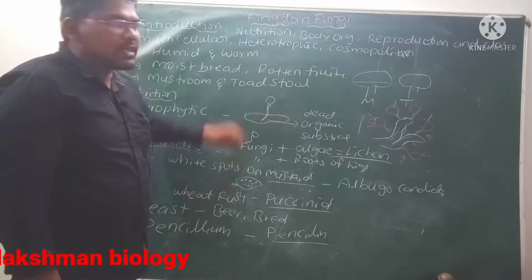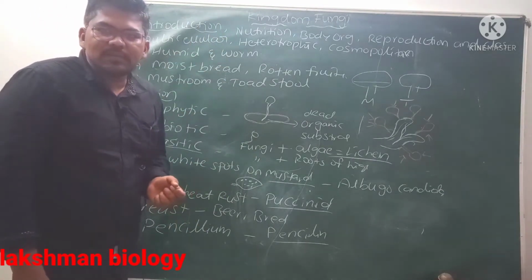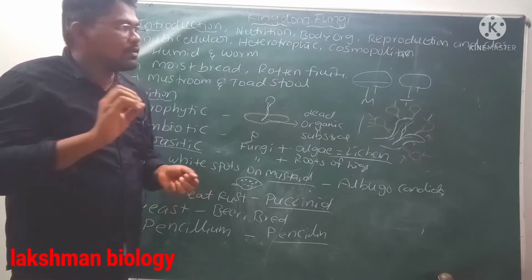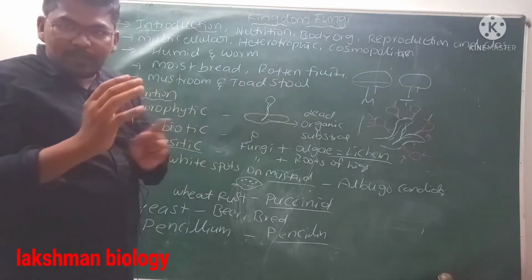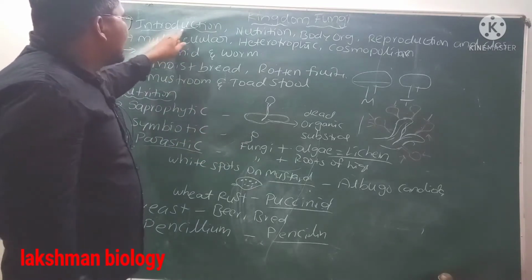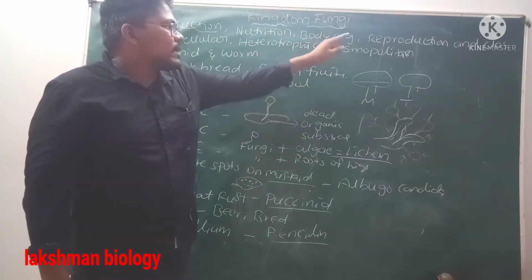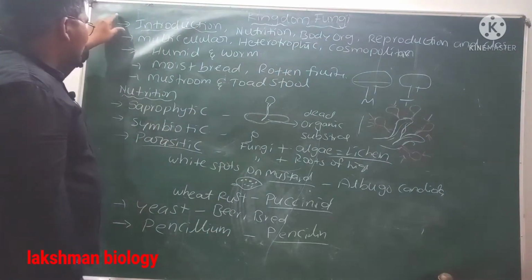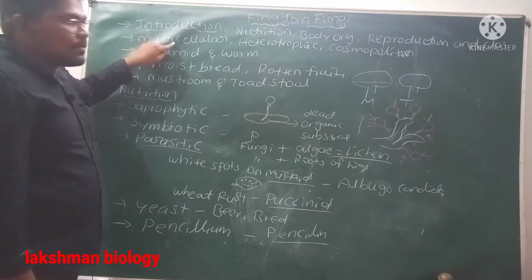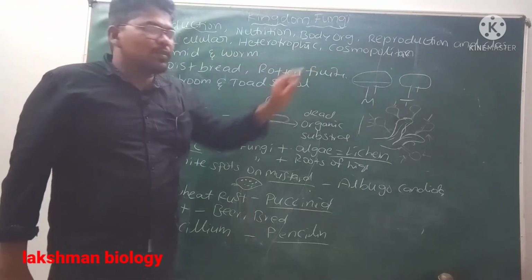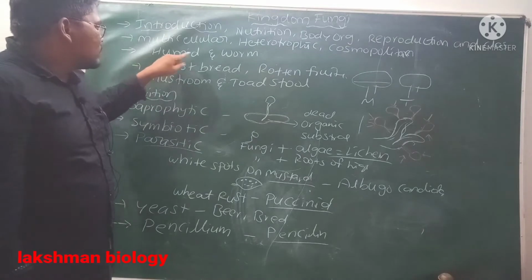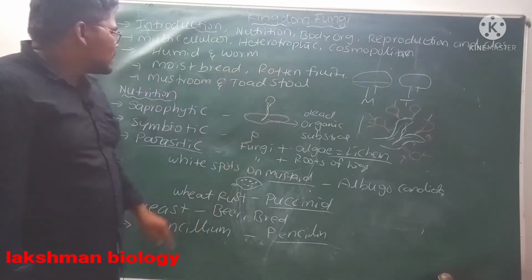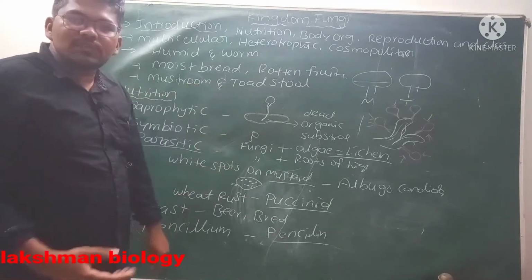Once again, in kingdom fungi, I have classified the explanation into 5 parts: introduction, nutrition, body organization, reproduction and classification. Already we have discussed the introduction. In the introduction, the fungi are multicellular, heterotrophic and cosmopolitan. They live in humid and warm conditions, and on moist bread and rotten fruits we can see the fungi. Mushrooms and toadstools are also one type of fungi.